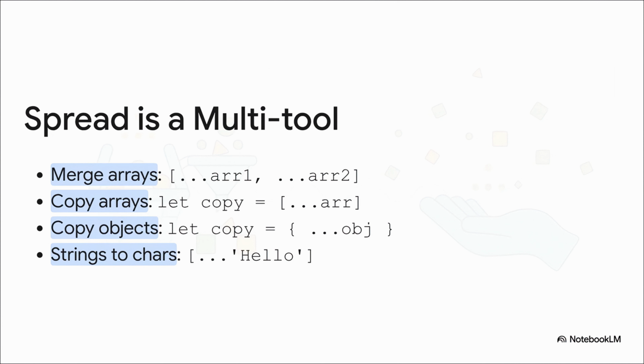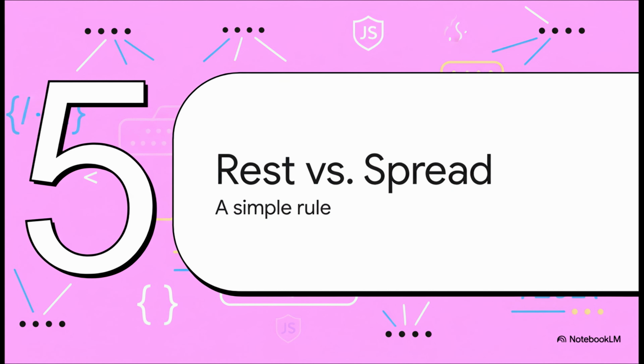And this is where it gets really powerful. Spread isn't just for function calls. It has become a Swiss Army knife for modern JavaScript. You can use it to merge arrays in a super clean way, make a quick copy of an array or an object, or even instantly break a string down into an array of its characters. It's incredibly useful.